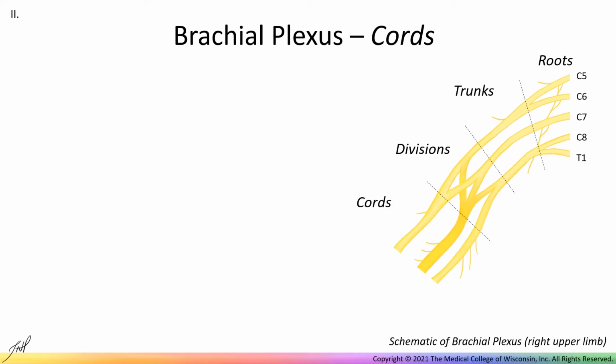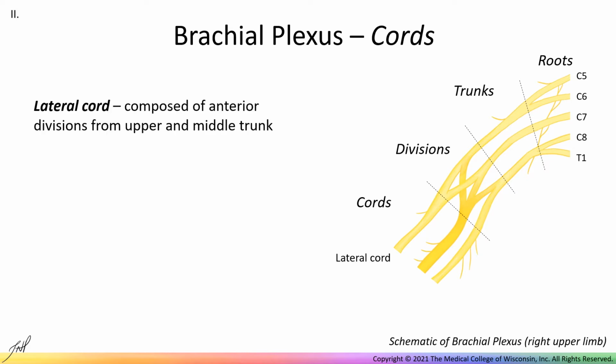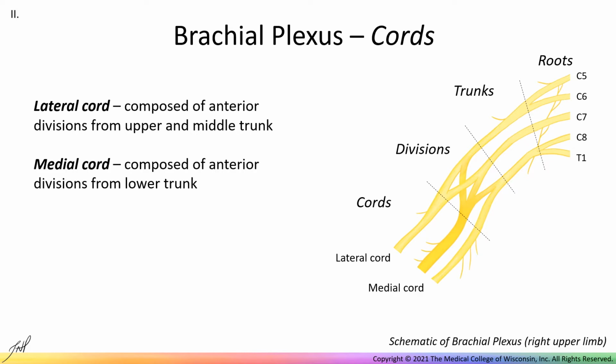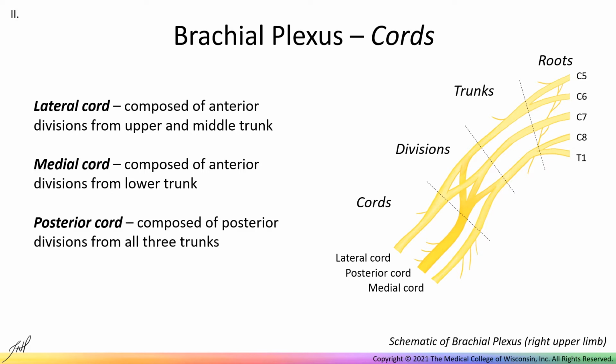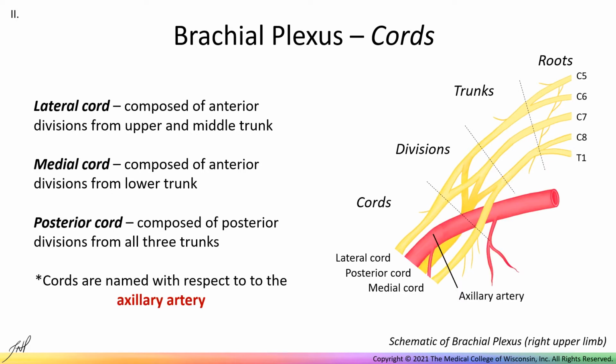The next level of the brachial plexus is the cords. The lateral cord is formed when the anterior divisions from the upper and middle trunk merge, while the medial cord is the continuation of the anterior division from the lower trunk. The posterior cord is formed when all 3 posterior divisions merge. Note that the cords are named according to their relationship with the axillary artery, where the posterior cord is posterior to the artery, and so on.